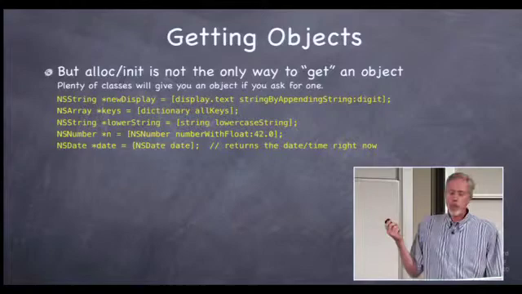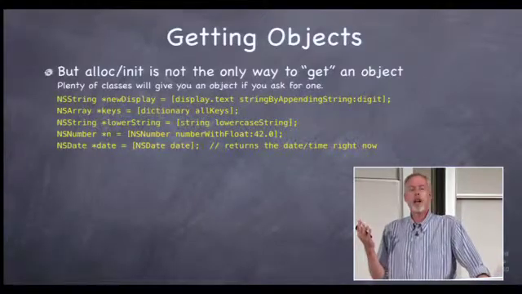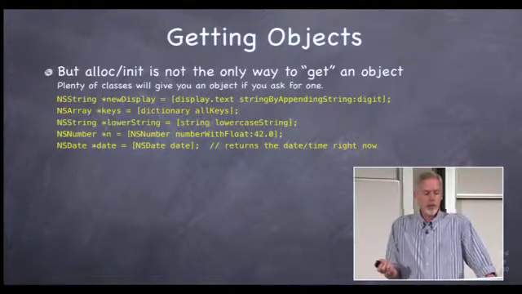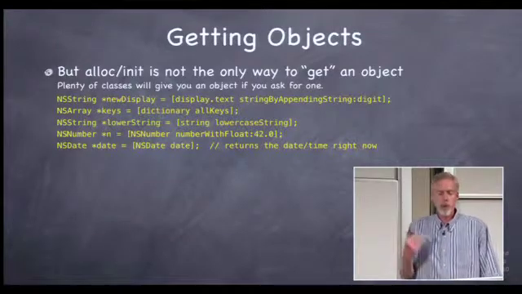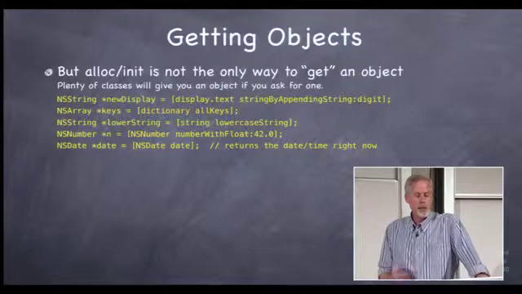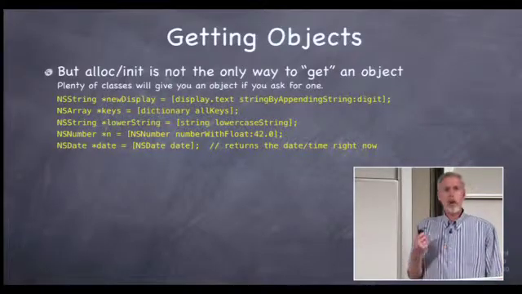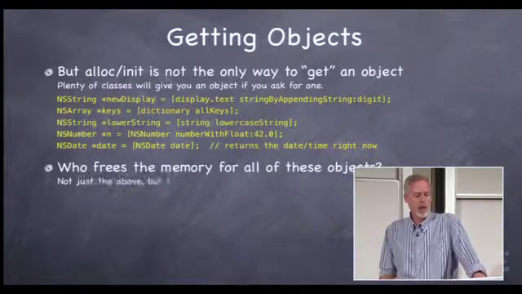Also, some of the methods I showed you, like dictionary allKeys, that creates an NSArray, okay, with all the keys in there. Or string lowercaseString returns a new string that's lowercase. They're both immutable. The one you send it to may or may not be, but the one it returns is immutable. The same thing, numberWithFloat that we sent to NSNumber. That returns a new number object. So you can see all kinds of new objects being created all the time.